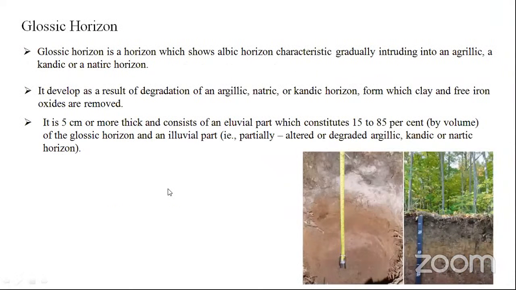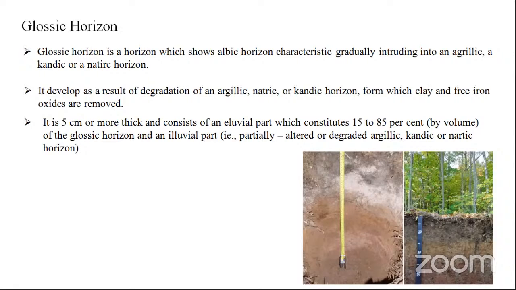Coming to the next one, the glossic horizon. The glossic horizon shows albic horizon characteristics gradually extending into an argillic or candic matrix horizon. Sometimes it will show properties like that. How is the glossic horizon developed? It develops because of degradation of an argillic, natric, or candic horizon, from which clay and free iron oxides are removed.